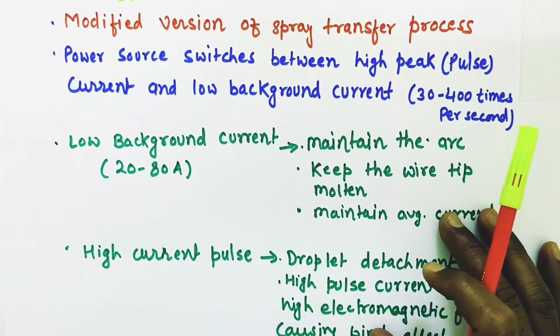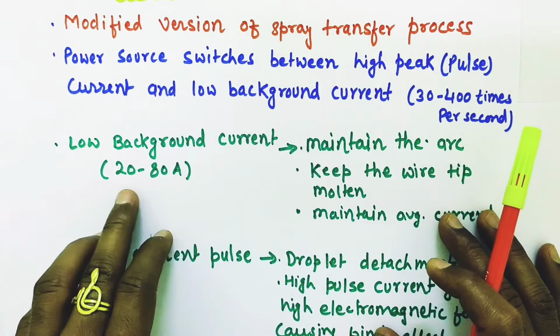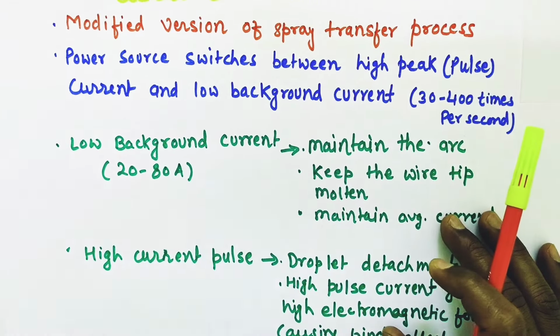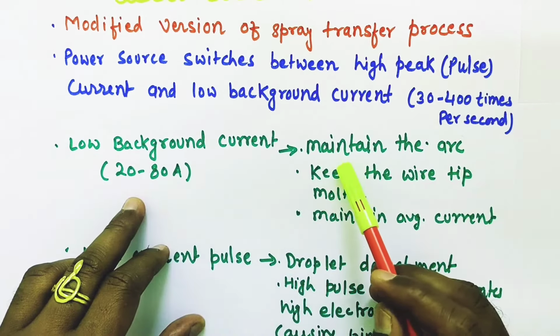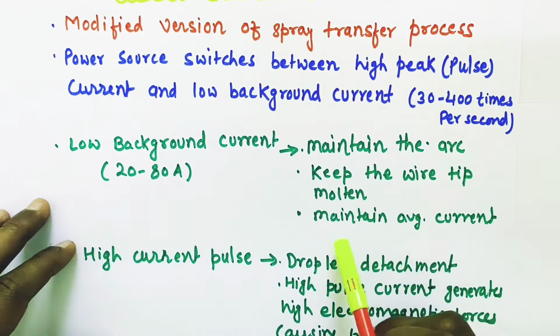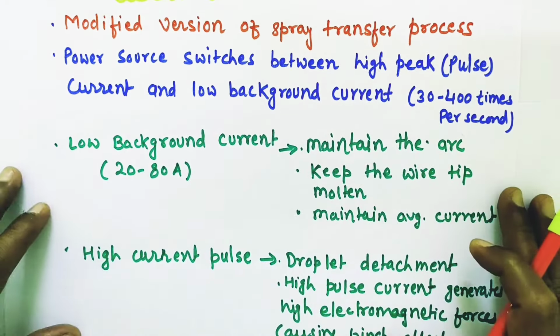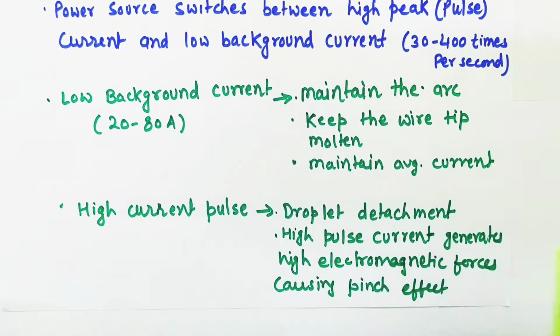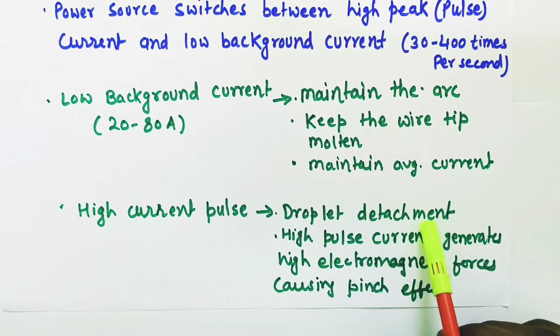I'll explain. The low background current is in the range of 20 to 80 amperes. This low background current is used to maintain the arc, keep the wire tip molten and maintain average current. So this is the benefit of low background current. And the high current pulse is required. High current is required for droplet detachment.